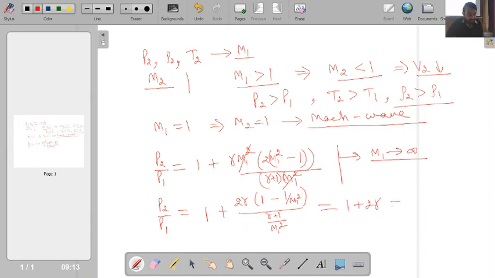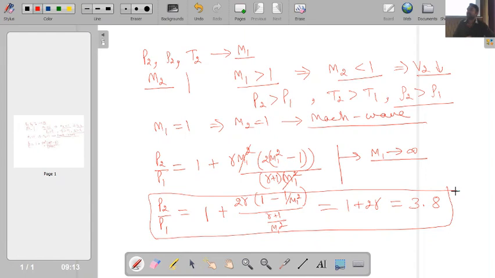So how much is gamma for air at standard conditions? Gamma for air at standard conditions is nothing but 1.4. So 1.4 into 2 plus 1, so the ratio of P2 by P1 for the limiting case will become something like this. This is how you can calculate your other ratios as well. I have already given you the formulations in the previous lecture for P2 by P1, T2 by T1 and rho 2 by rho 1.